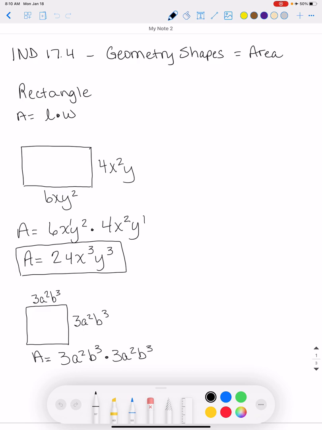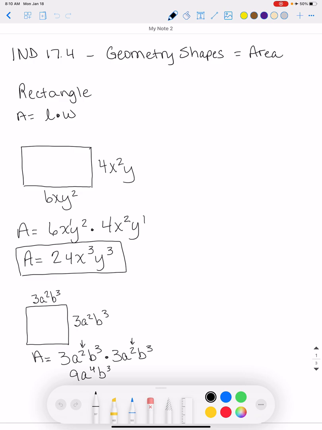Okay, that works. And then 3 times 3 is 9. A A, keep your base, right? That's A A A. And you add 2 plus 2 is 4, because that's the exponent of the A here and here. So your exponent is 4. And then for B, you add B3 and B3.